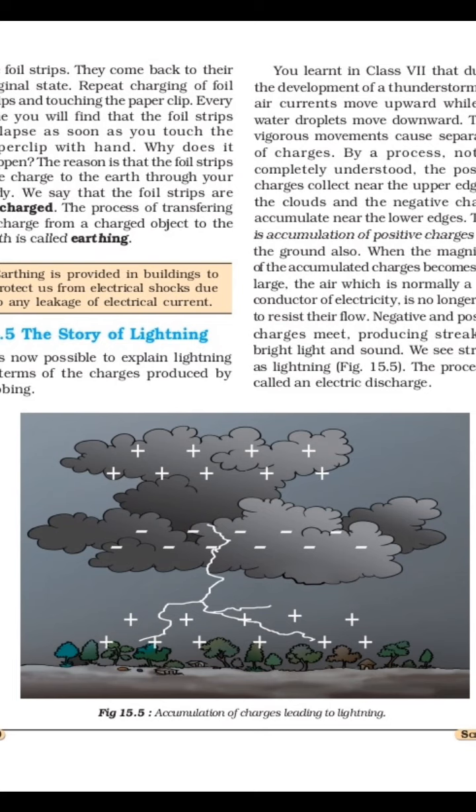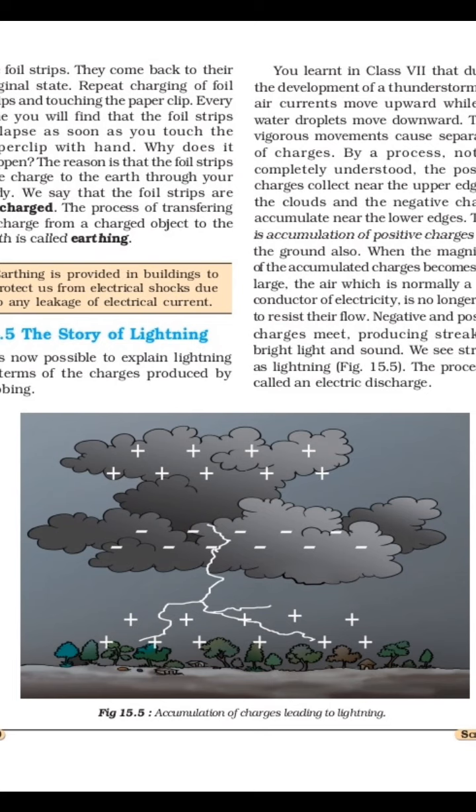Then there is also an accumulation of positive charges near the ground. Here, a positive sign is shown near the ground. On the trees, a positive sign is shown on the upper side, a negative sign in the middle, and a positive sign at the uppermost side. So the positive charge, negative charge and positive charge are shown. There is accumulation of positive charges near the ground also.